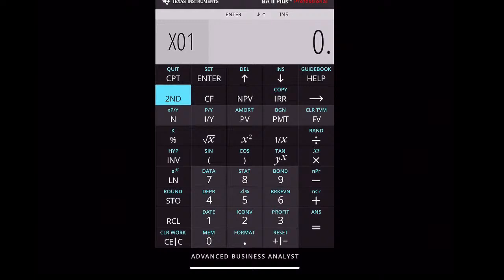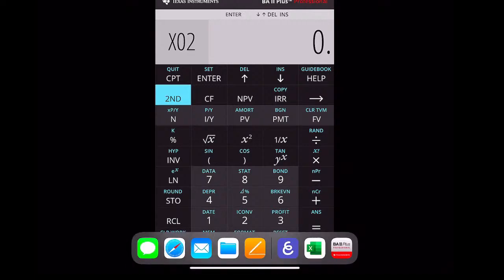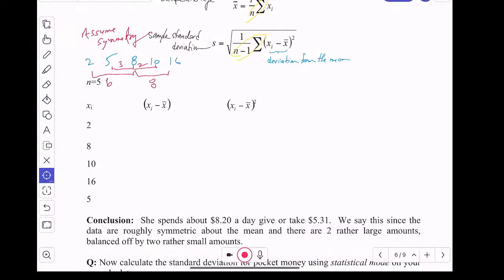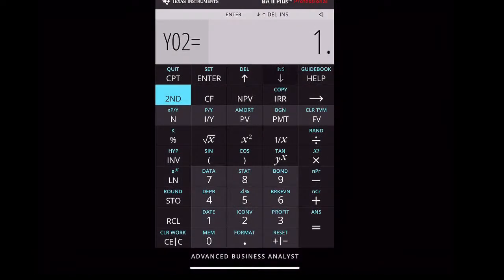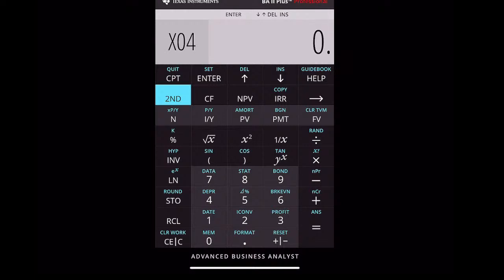So 2. Okay, it's asking me for the other variable because this is a 2-variable calculator. I don't have a variable right now; we're going to do that later. But right now we just have one variable, so I don't put anything there. I leave it as 1 and continue to scroll down. So that was the first value, 2, then 8, 10, 16, and 5.